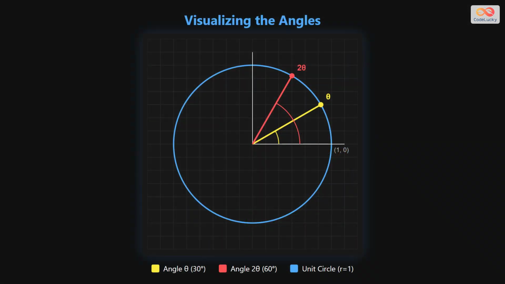Let's visualize this on a unit circle. Here, the yellow line represents an angle theta, say 30 degrees. The red line represents double that angle, 2 theta, or 60 degrees. The formula allows us to calculate the coordinates of the red point purely by knowing the coordinates of the yellow point.